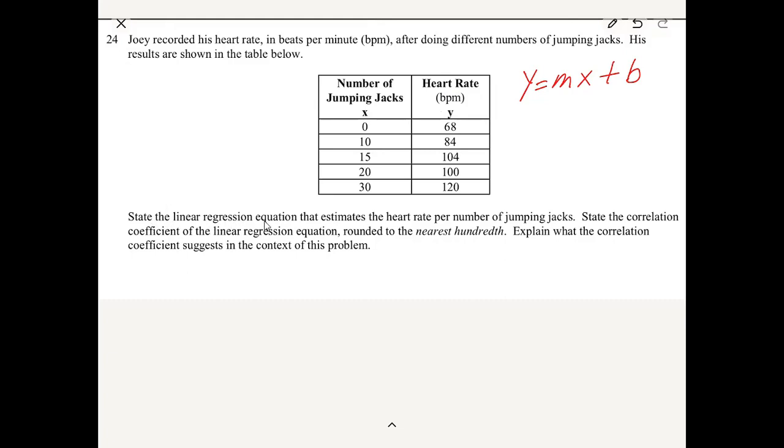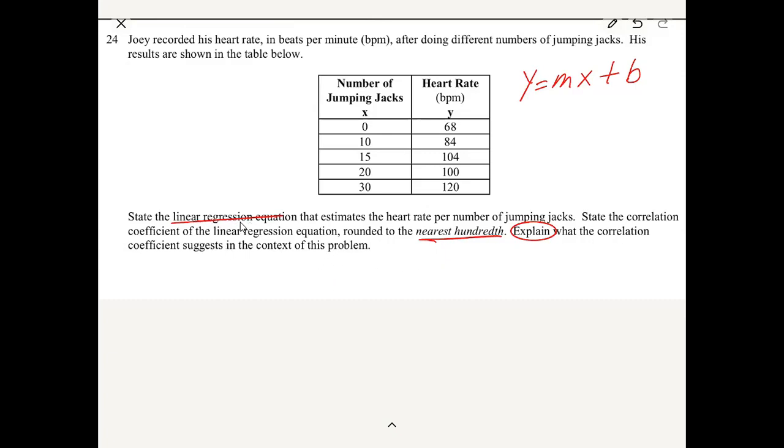It says state the linear regression equation that estimates the heart rate per number of jumping jacks. It also says state the correlation coefficient of the linear regression equation, and they want us to round it to the nearest hundredth. Then it says explain what the correlation coefficient suggests in the context of this question. So we've got three things to do.